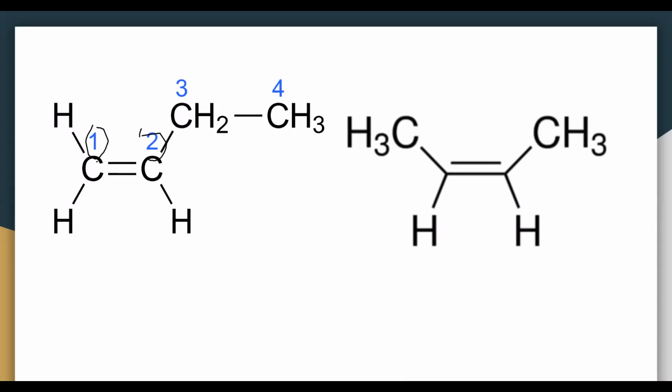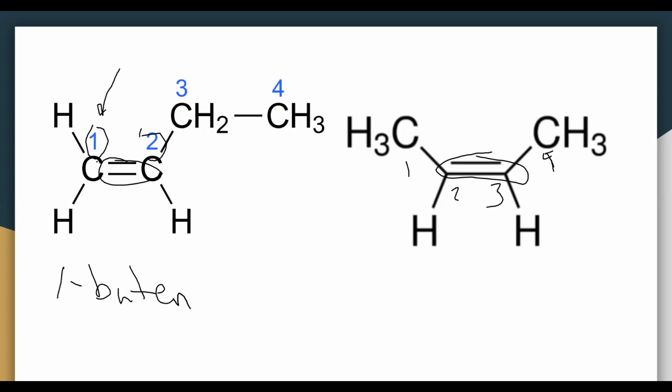You've got 4 carbons here. On this one, you've got 1, 2, 3, 4. So these are both butanes. There's a double bond in both of them. So they're both butene. The difference is where the double bond starts. On this one, it starts right here off of the first carbon. So this is 1-butene. On this one, it starts on carbon 2. So it's 2-butene.